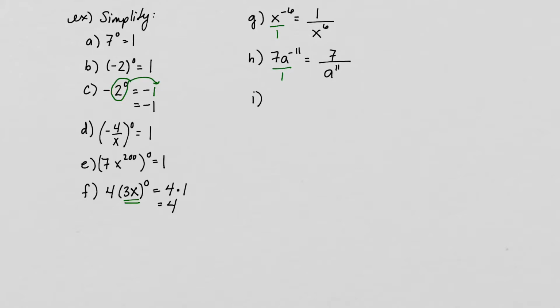Here's another one. C to the negative 2 over b to the negative 4. In this one, both the c and the b are raised to negative powers, so that means I want to move them to the other side. So c to the negative 2 would come down to the bottom as c squared, and b to the negative 4 would go to the top as b to the 4th.